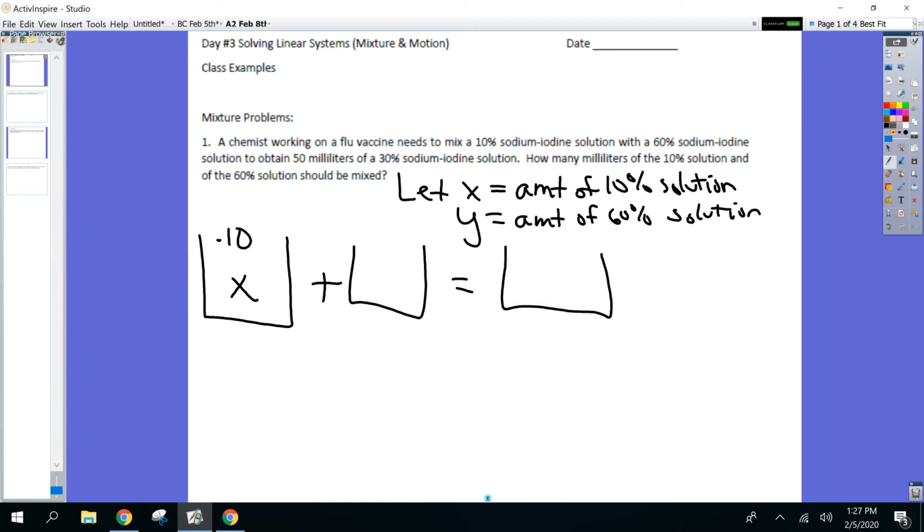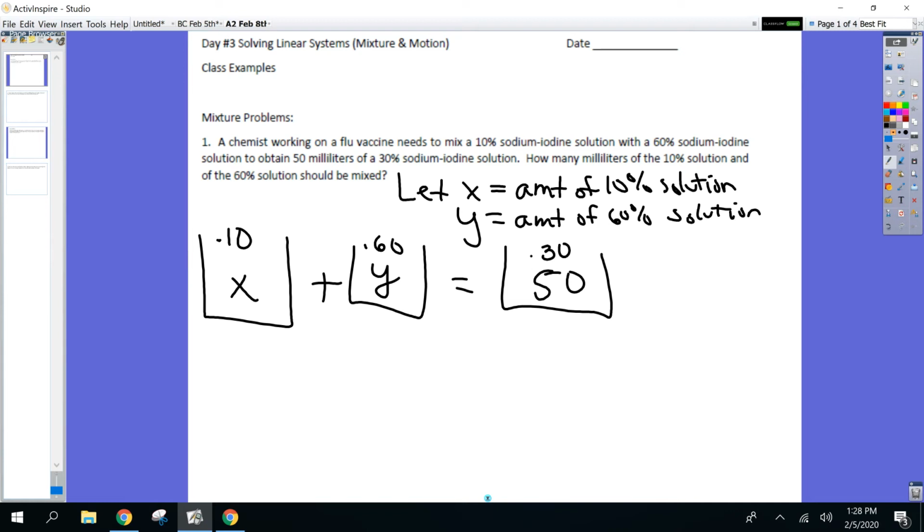Give me another type of solution I need. 60%. So I'm going to put 0.6 here. And again, I'm trying to find out how much it is, but I called it Y. Okay, mix the 2 together. What's my result? Keep reading. I'm going to have a what type of solution? 30%. And now I know how much. How much? 50. You kind of set the equations up already for yourself.